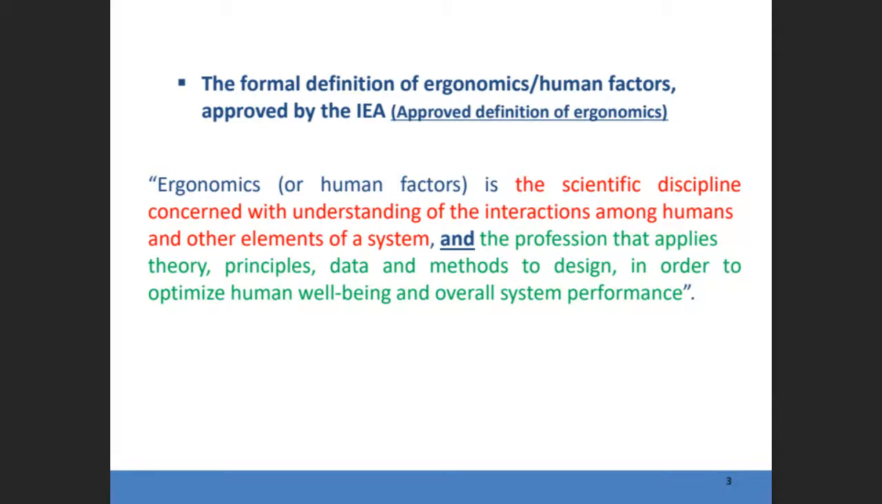Why do we design? Why do we solve the problem using these principles, data, and methods? In order to optimize human well-being and overall system performance. So these are the two main objectives. We will break them down thoroughly in the coming slides, but those are the objectives of ergonomics: optimizing human well-being.